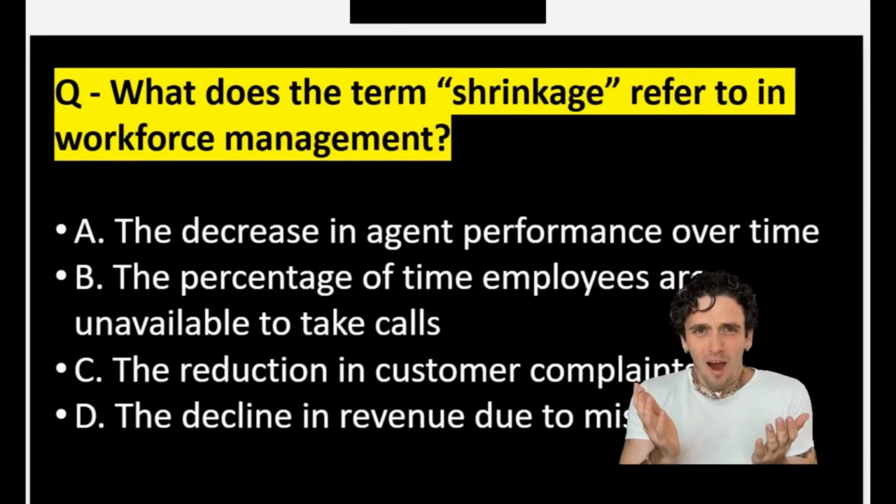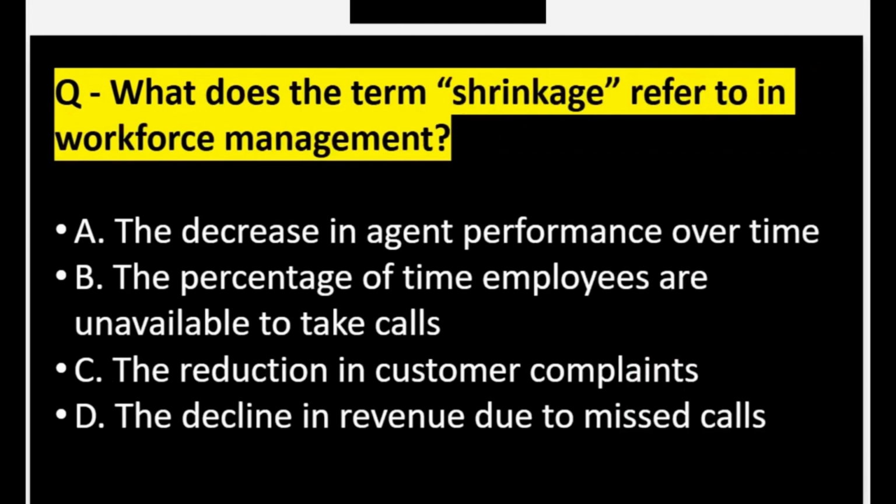Next question we have, what does the term shrinkage refer to in workforce management? Option A, the decrease in agent performance over time. Option B, the percentage of time employees are unavailable to take calls. Option C, the reduction in customer complaints. Option D, the decline in revenue due to missed calls.